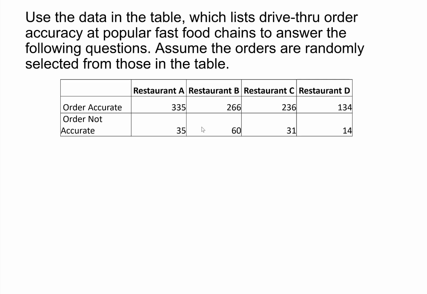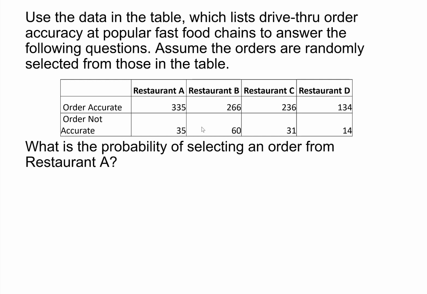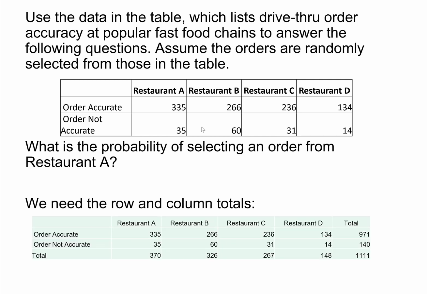Use the data in the table, which lists drive-thru order accuracy at popular fast food chains, to answer the following questions. Assume that orders are randomly selected from those in the table. What is the probability of selecting an order from restaurant A? So we notice in the table we don't have any totals. So the first thing we need to do is get the totals.